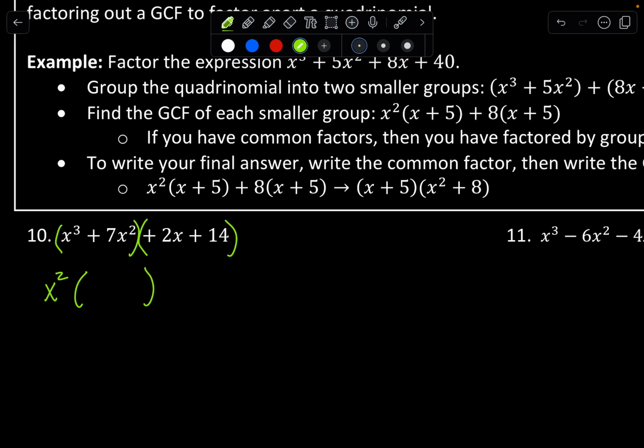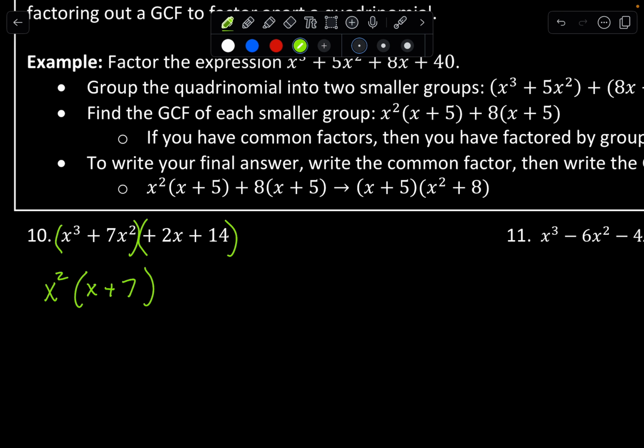And then just like we did in the first part of this video, we're going to say, what do I multiply times x squared to get what's inside the parentheses here, or get what I started with? So in this case, what do I take times x squared to get x cubed? Just an x. What do I take times x squared to get a plus 7x squared? It'll be just a plus 7.